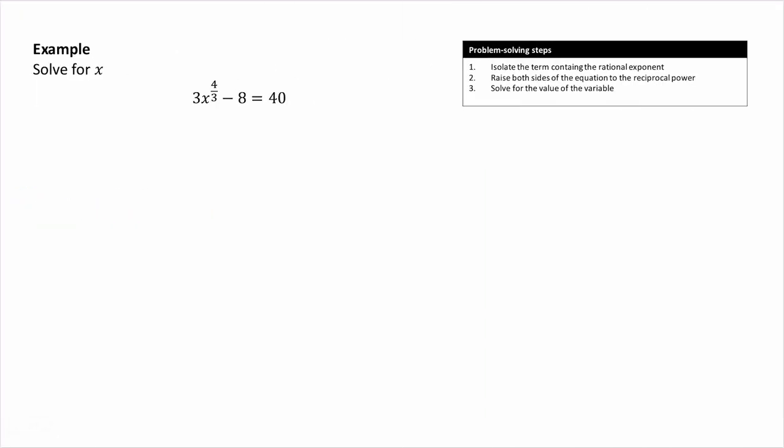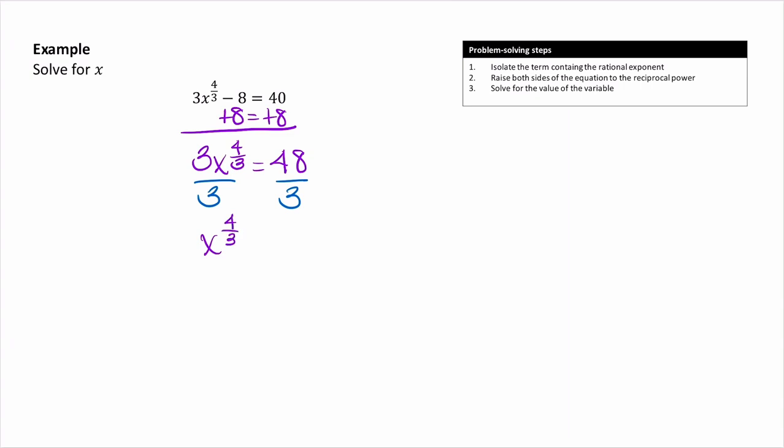So you can see here our rational exponent is definitely not isolated, so we need to do our opposite operations to get that term by itself. So I'm going to start off with plus 8 on both sides, right? Because remember, we want to do the add or subtract before we multiply or divide. So I have 3x to the 4/3, and that's equal to 40 plus 8, which is 48. Now to get that term by itself, I need to divide both sides by 3. So when I divide both sides by 3, I get x to the 4/3 equals 16.